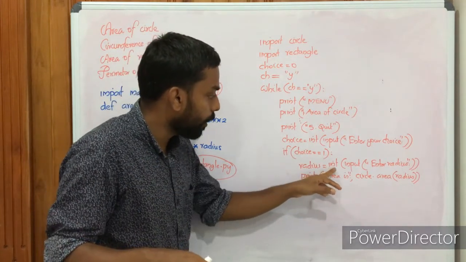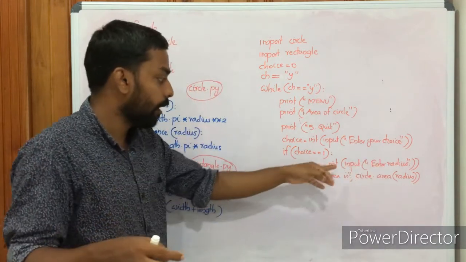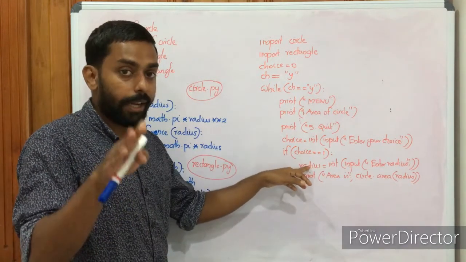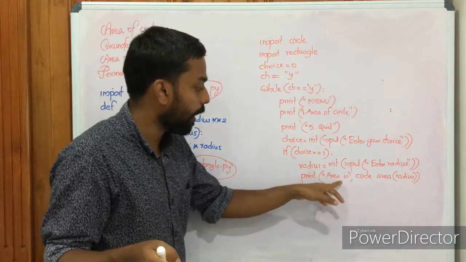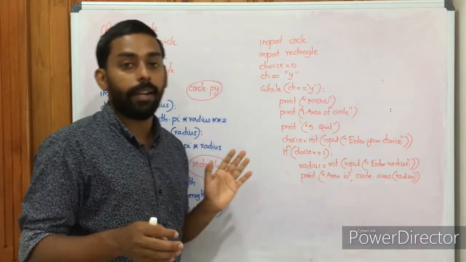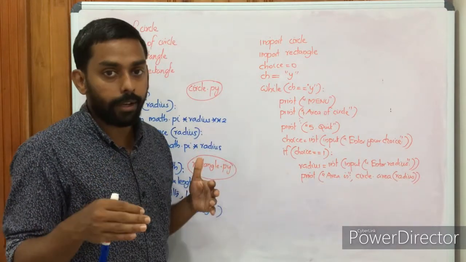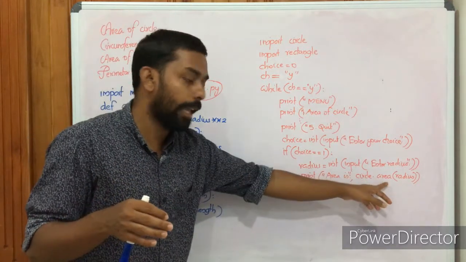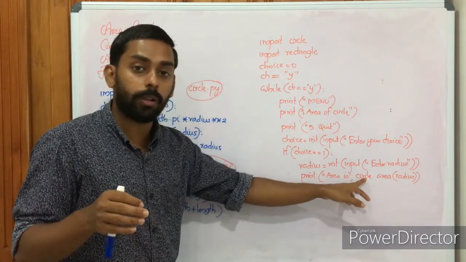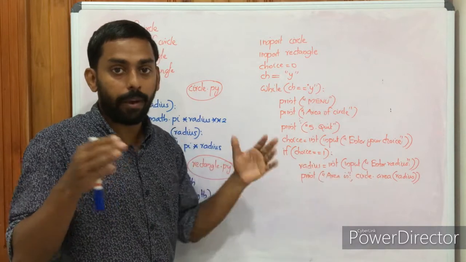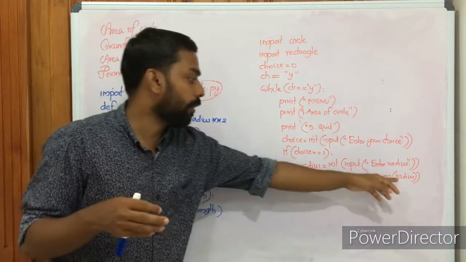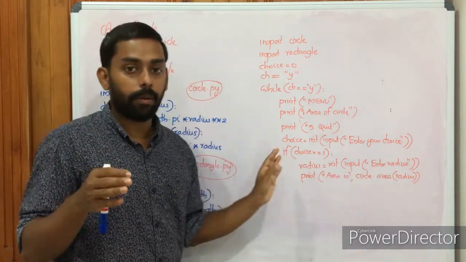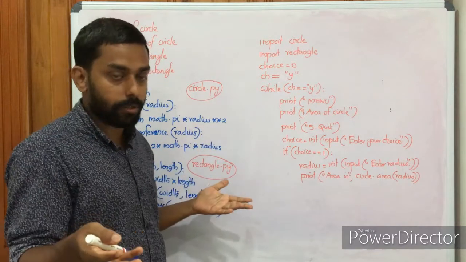Then radius equals int of input of radius, so it takes a value for radius. How can you call the function? print area is circle dot area radius. We have already initialized radius and we are passing it to the function area. We know area is a function belonging to circle because we are finding the area of a circle. So it's passed to area. The same way we can define all the other functions.